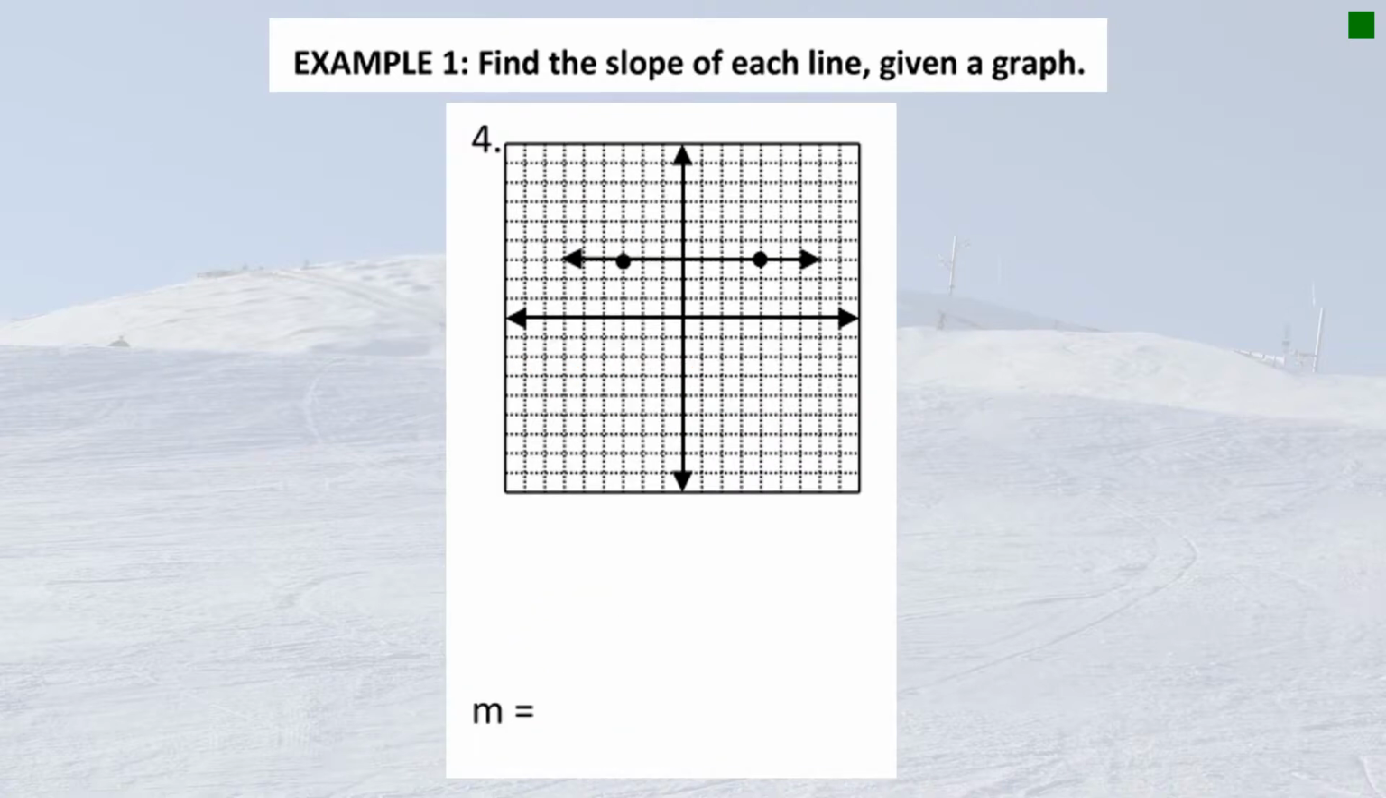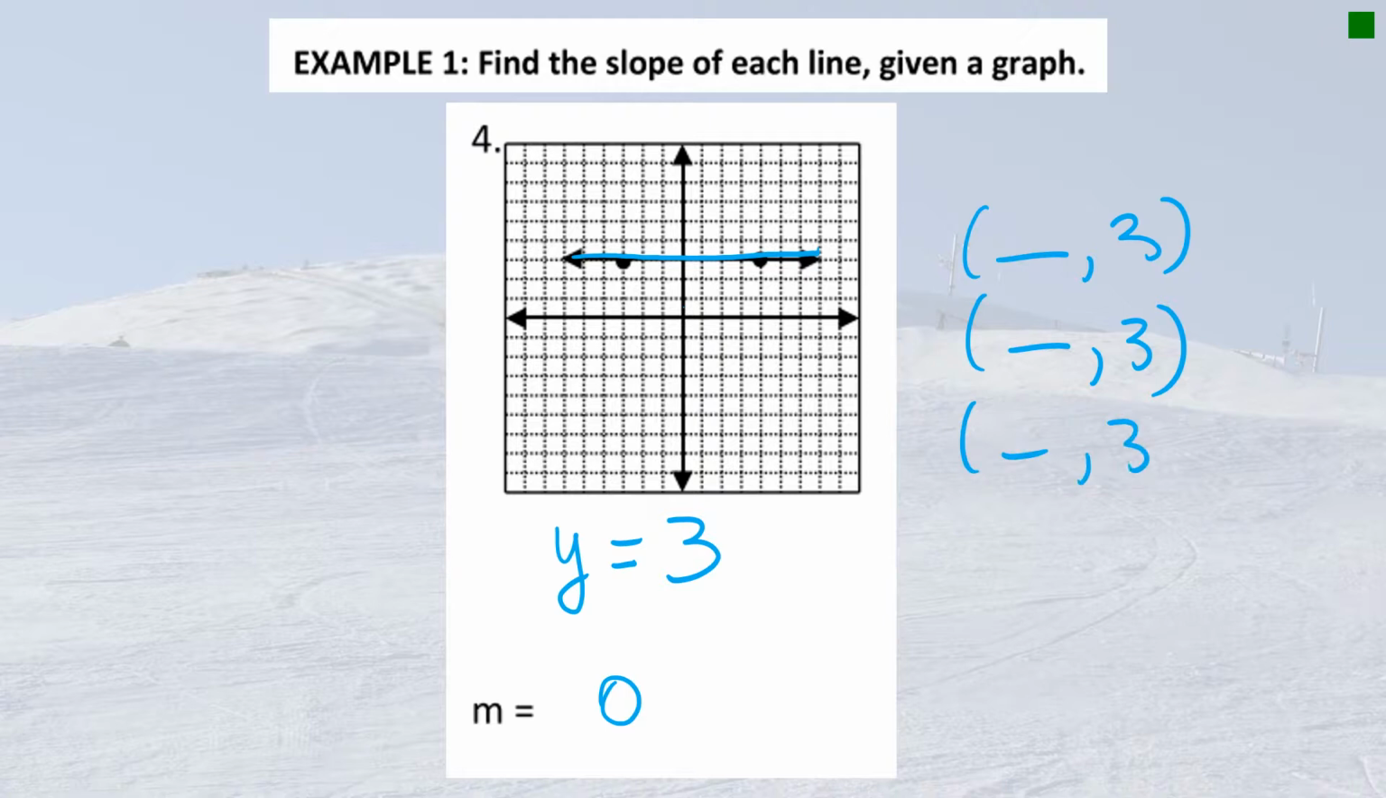All right, so this is a line, number 4, that is horizontal. So a horizontal line has a slope of 0. It's also going to have the equation y equals 3, because every single point here is something comma 3, something comma 3, something comma 3. So all of my y's are 3. So that's the equation of that line.